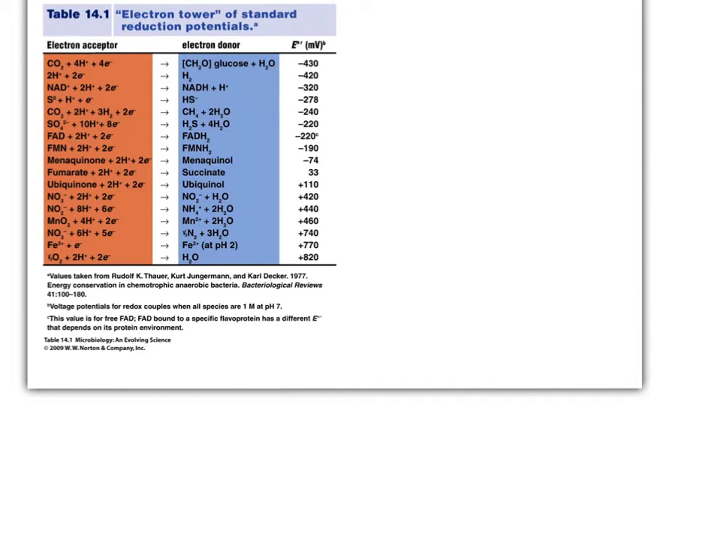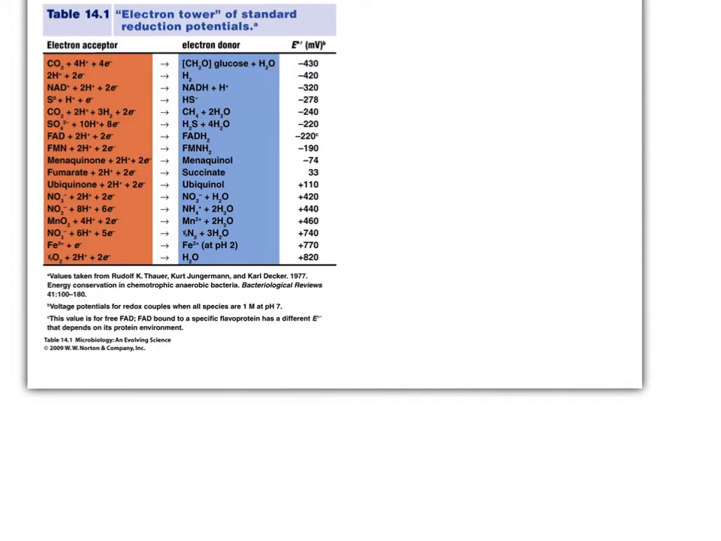So let's just start with question 1, and the question specifies that you must use the reduction potential chart shown during lecture. So I have a picture of the reduction potential chart right here. And first it asks, during anaerobic respiration, many organisms can oxidize NADH with nitrate.